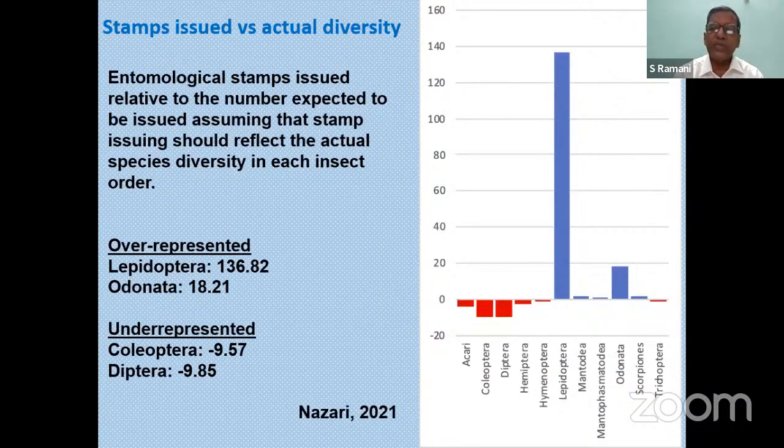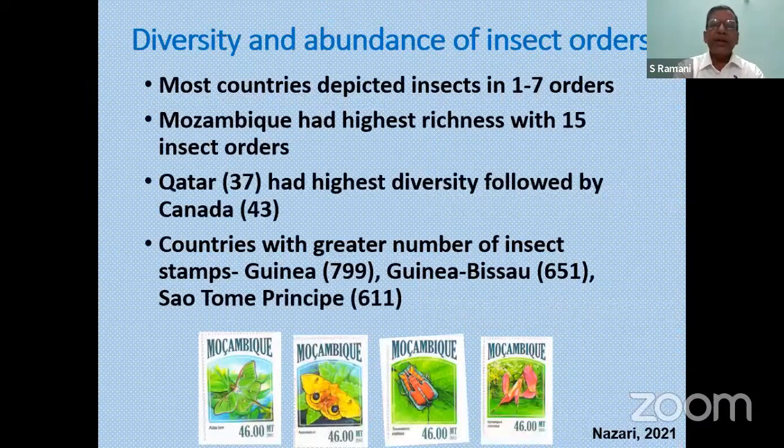So this gives you a rough picture about how charismatic orders are featured more on stamps. If you look at the diversity and abundance of insect orders, most of the countries depicted from around 1 to 7 orders. The one country which has produced the maximum number of insect orders on stamps is Mozambique, which had the highest richness, with about 15 insect orders that they have produced stamps on.